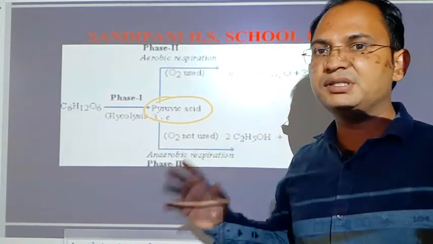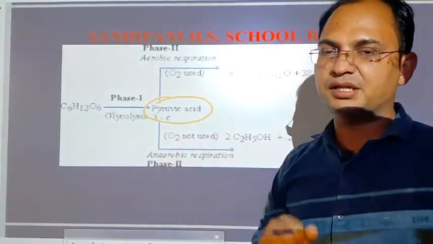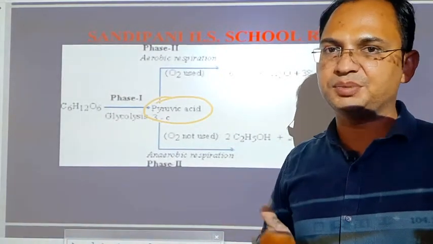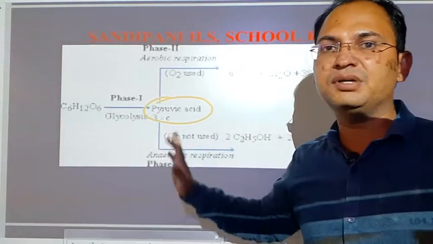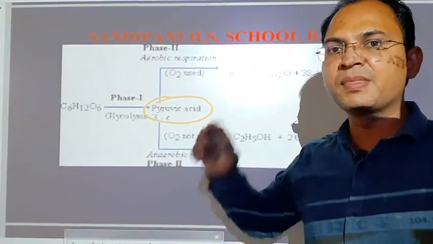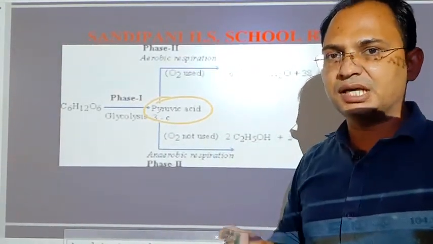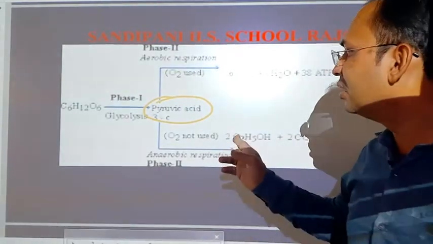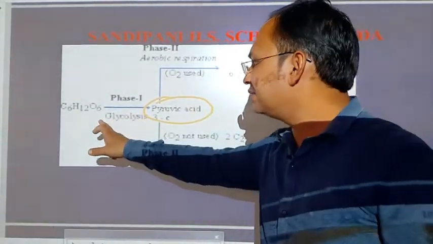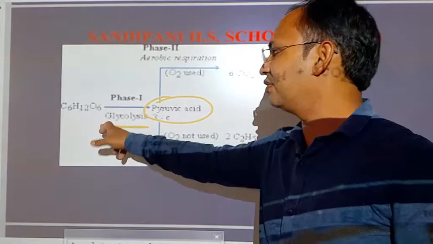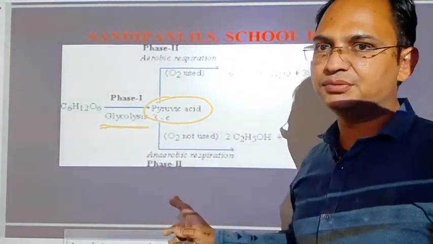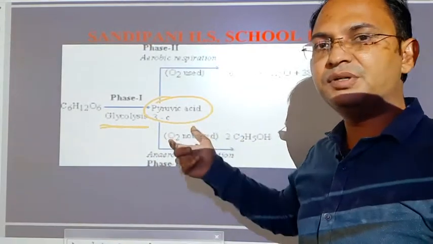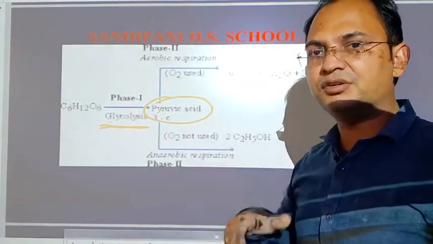There is no difference in the first stage in aerobic and anaerobic respiration. This process takes place in the cytoplasm of the cell, and this is called glycolysis. The formation of pyruvate from the glucose is known as glycolysis. Glycolysis is same for aerobic as well as anaerobic respiration.